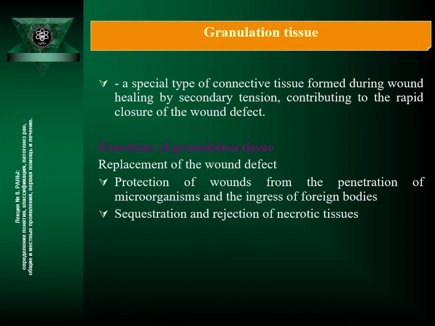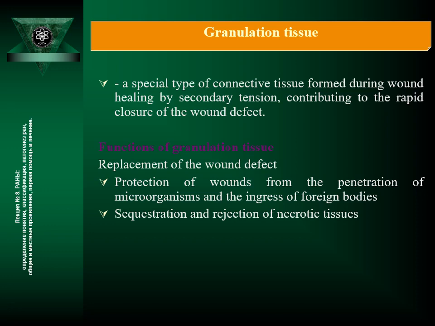This is the moment you need to realize that there is a concept of granulation tissue, which has already been said many times before. This is a special type of connective tissue formed during wound healing, mainly healing by secondary tension, and contributing to the rapid closure of the wound defect. If we consider the functions of the granulation tissue, it is the replacement of a wound defect, the protection of the wound from the penetration of microorganisms and ingress of foreign bodies. That is, it is the temporary performance of the integumentary functions just in the place where we have the defect of the absence of the epidermis.